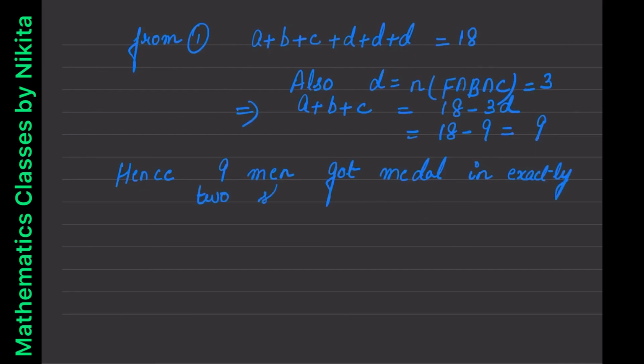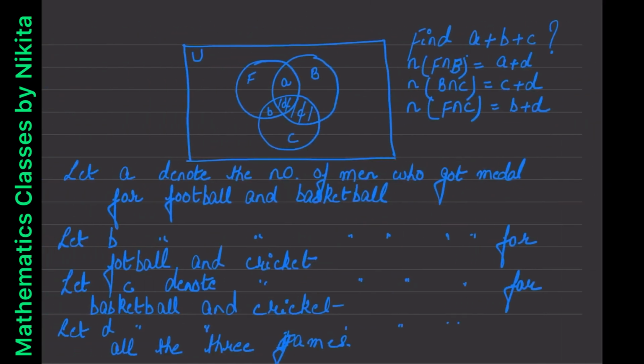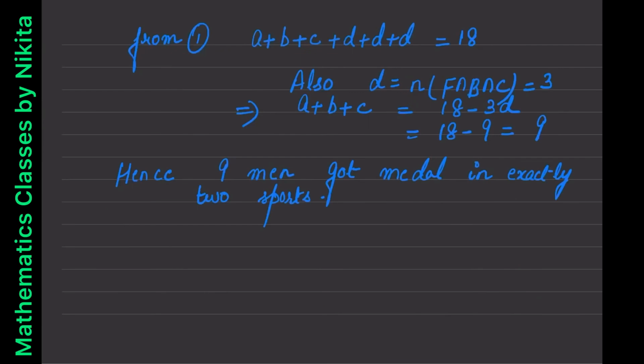So this is how, whenever you have any confusion, just draw the Venn diagram and things will be clear to you. In the next lesson, I'll be doing the miscellaneous exercise, the most important of this chapter.